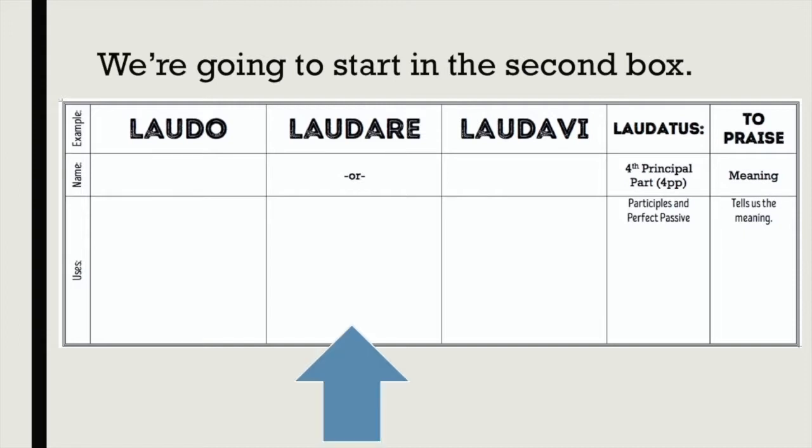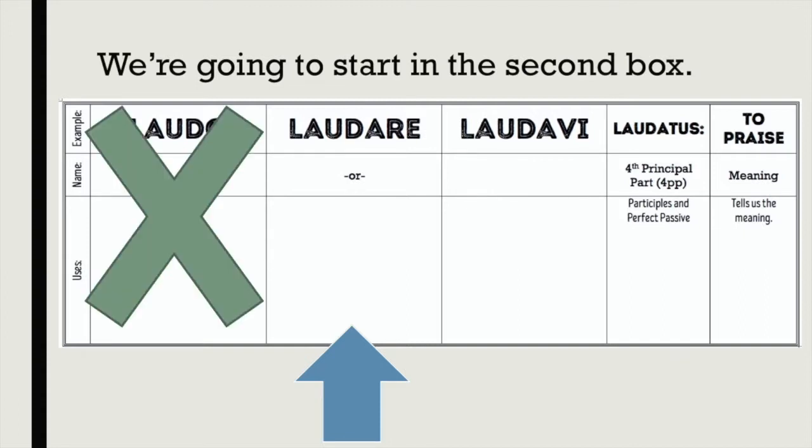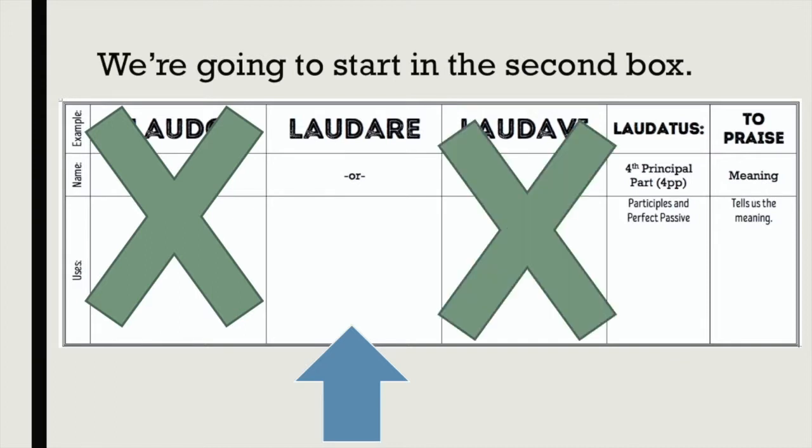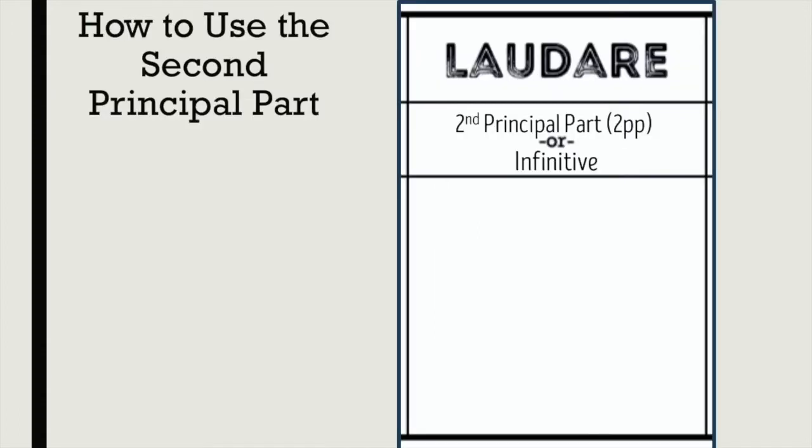Now we're going to talk about the uses. But we're actually going to start in the second box right here for reasons. And so don't do the first box. Don't do the third box. Just do the second box. All right, how we use the second principal part. Again, make sure you're writing in the one that says laudare on top of it.